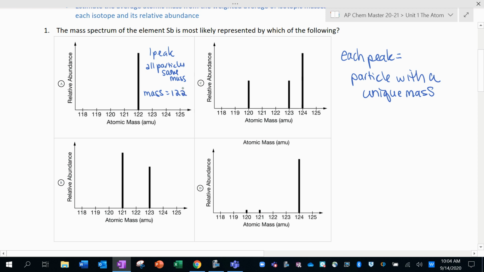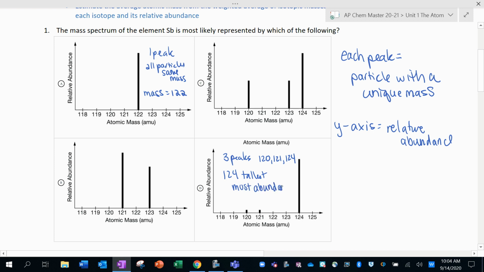And then the y-axis shows us the relative abundance, so how common they are. If we look down here in D, we'll notice there are 3 peaks. So there are 3 different types of particles, one with a mass of 120, one with a mass of 121, and one with 124. 124 is the tallest peak, so that means that one is the most abundant.